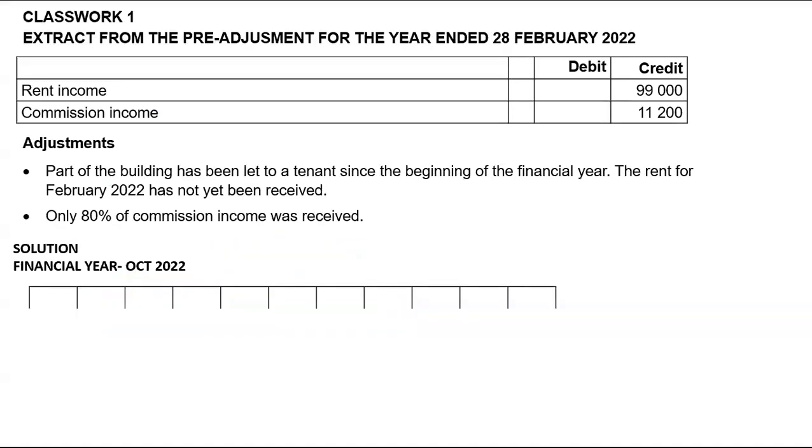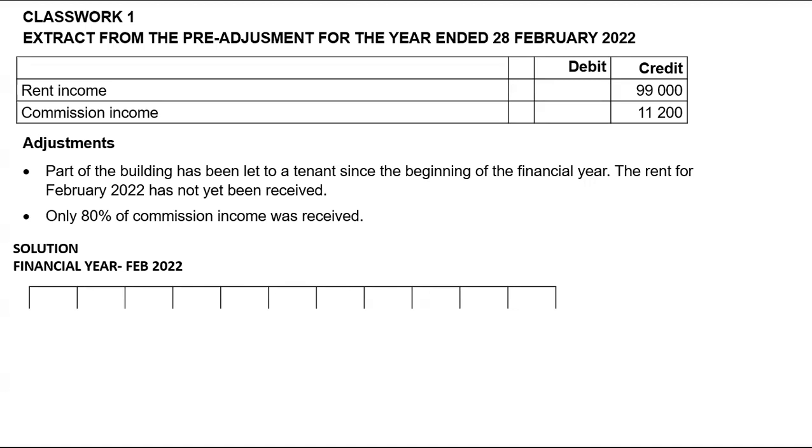Let us move to this classwork here. Here we've got rent income of 99,000. Our financial year end is the 28th of February 2022. So that 99,000 rand, as I've said, is a pre-adjustment balance. The balances here, when it comes to income, represent money that we have received. For rent, we received 99,000. For commission income, we received 11,200.